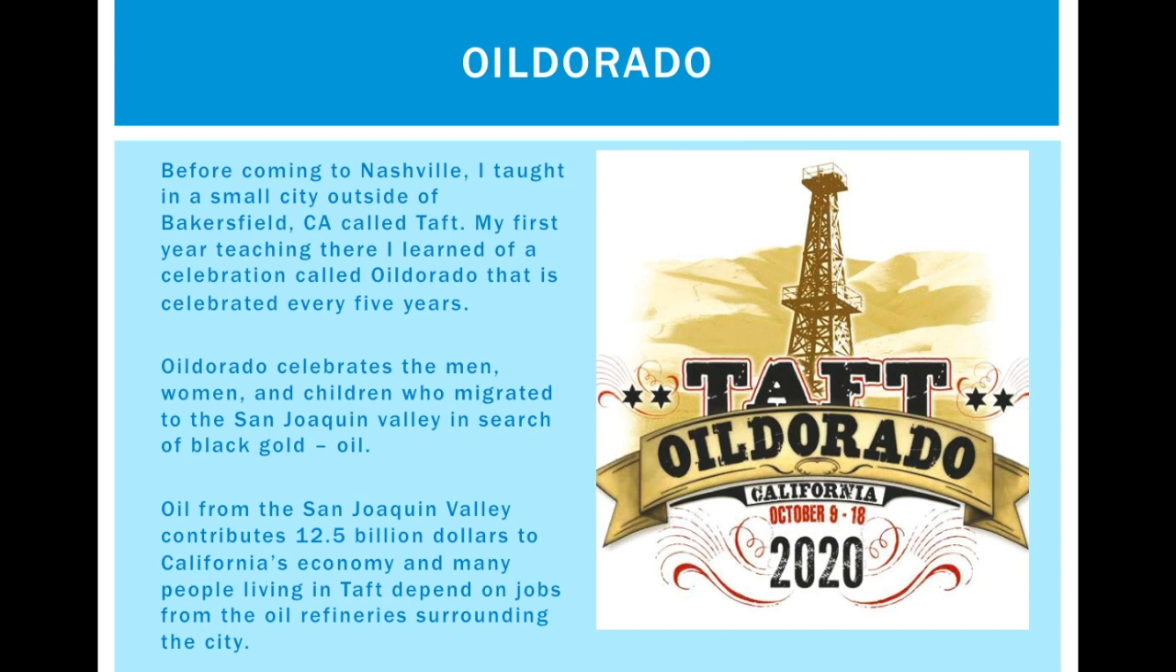OILDORADO celebrates the men, women, and children who migrated to the San Joaquin Valley in search of black gold, which is oil. Oil from the San Joaquin Valley contributes $12.5 billion to California's economy, and many people living in Taft depend on jobs from the oil refineries surrounding the city. So it's very important, and it's something that brings the Taft community together every 5 years.